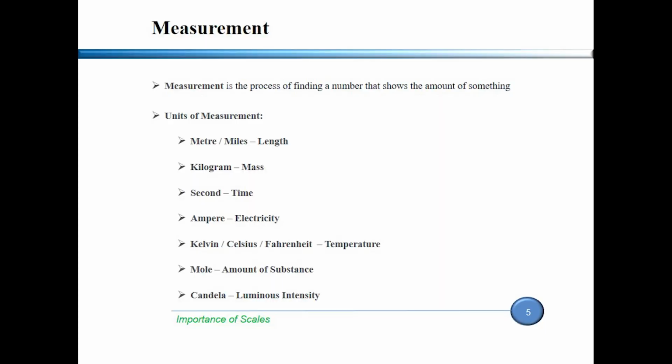So, for everything there is a scale involved, whether it is volume, mass or length. For example, for mass we use kilogram, for time we use minutes, seconds and hours, and for electricity we use ampere. For temperature we use Celsius as well as Fahrenheit as well as Kelvin. At the same time, for a substance the unit of measurement is the mole.